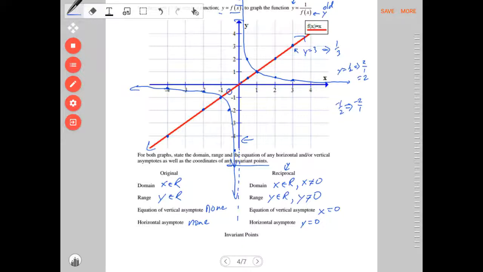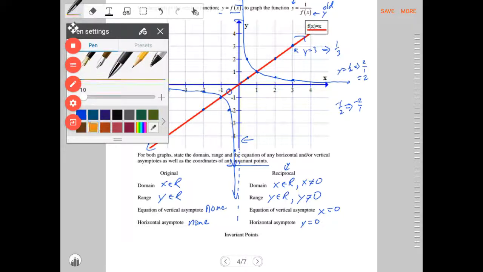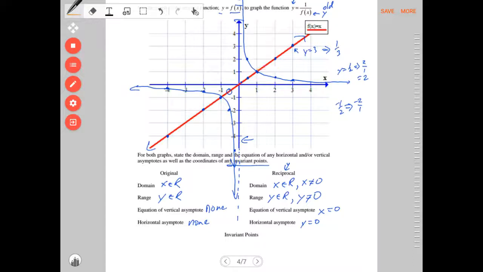Now, invariant points. When we got these points, we just took 1 divided by the y-coordinate. I'm going to draw in orange so you can see it better. This point didn't move, and neither did that point. When I drew the new graph, I drew it right on top of the old one, and that's because when y is 1, the reciprocal of 1 is 1. The reciprocal of negative 1 is negative 1. So those points don't change.